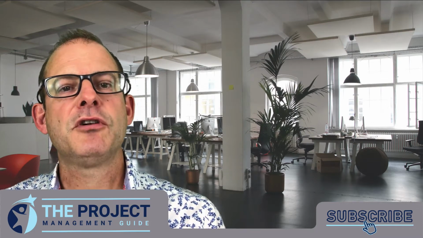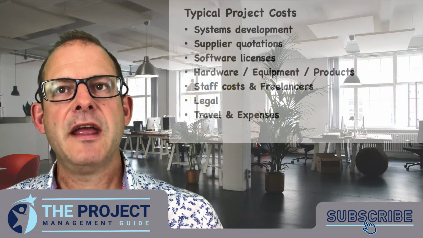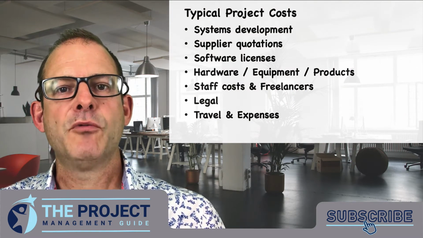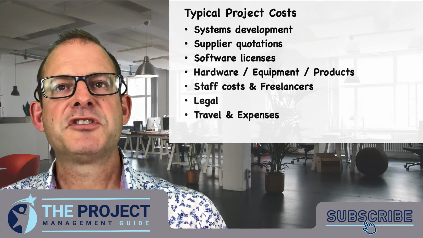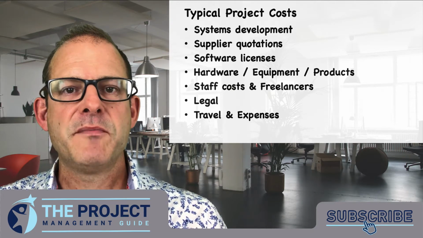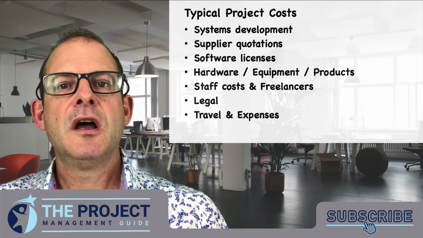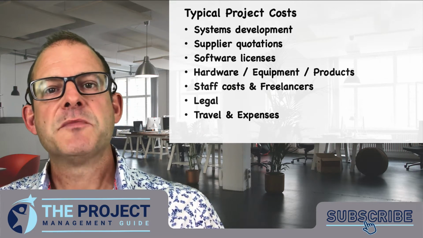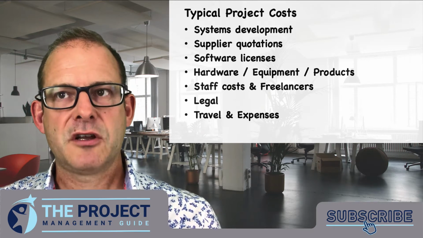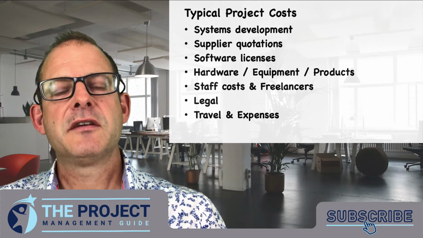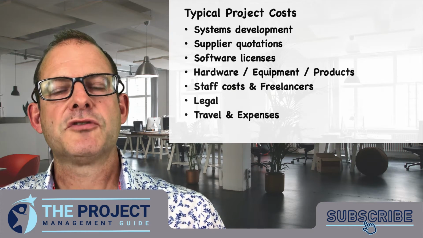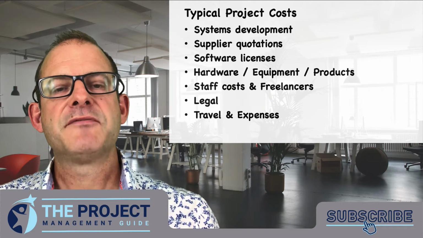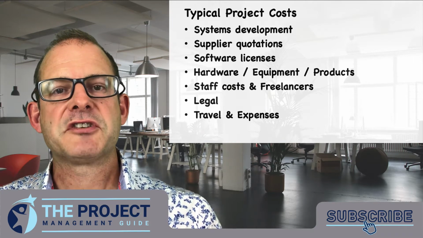Some of the typical costs we might have in a project, I've outlined here. If we've got a development project, a software project for example, we've got a whole load of development project costs. As I said before, we might have supplier quotations. We might have software licenses, or licenses for hardware, or some equipment purchases or other product costs. Quite often a big part of the costings in a project is freelancers or resources, or sometimes on a project we might be charged for internal costs for staff as well.